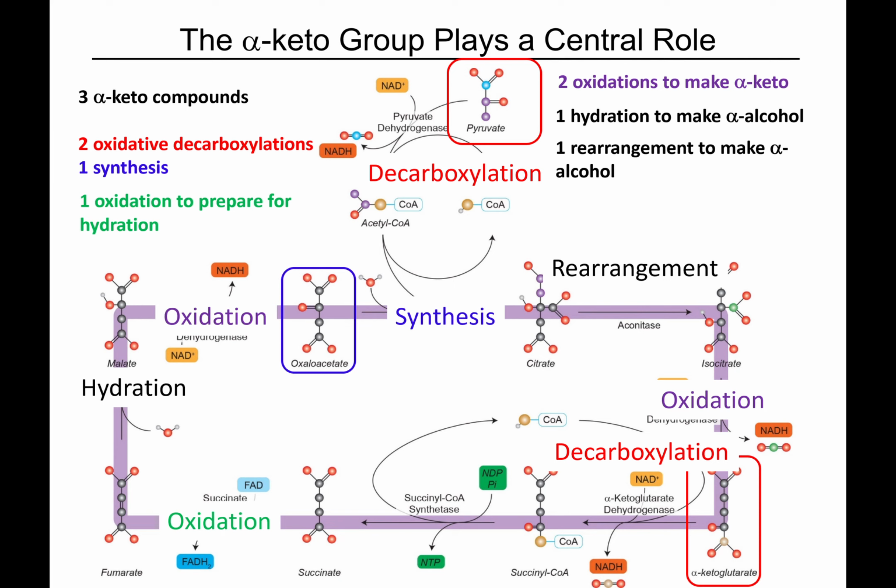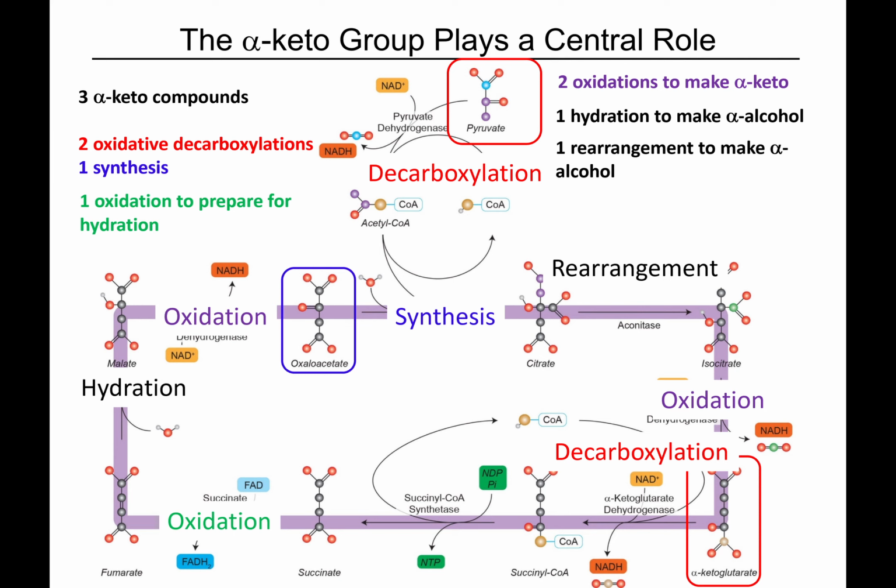Okay? To make fumarate, an alkene, we oxidize an alkane. So we have succinate, we oxidize that to give us the double bond, which is needed to hydrate the double bond to give us the alpha alcohol, which can then be oxidized to give us our alpha ketone. Right? So all of these steps are leading up to being able to make our alpha ketone.